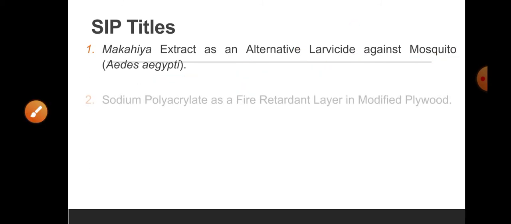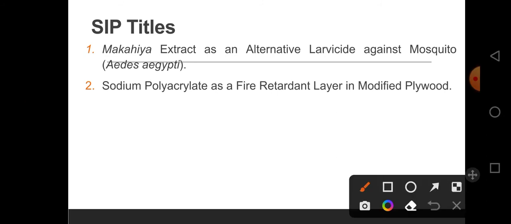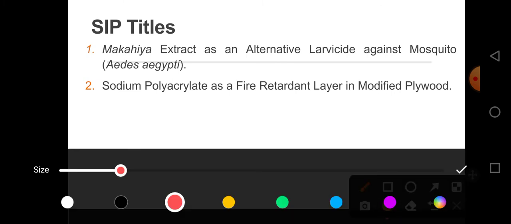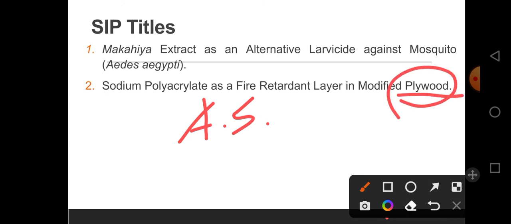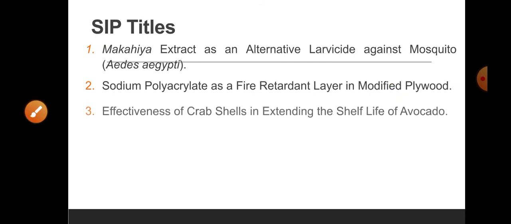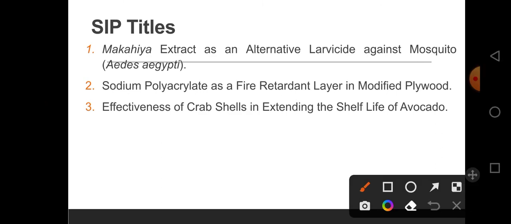Next we have sodium polyacrylate as a fire retardant layer in modified plywood. So this one is actually a study under applied sciences, because it falls under material sciences because we are dealing with plywood. Material sciences. Next, effectiveness of crab shells in extending the shelf life of avocado. So it concerns chemistry because it concerns shelf life. Therefore, it is under applied sciences.